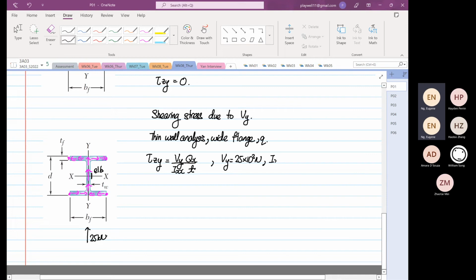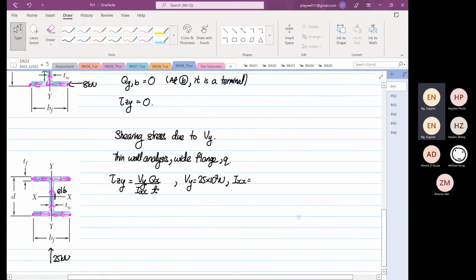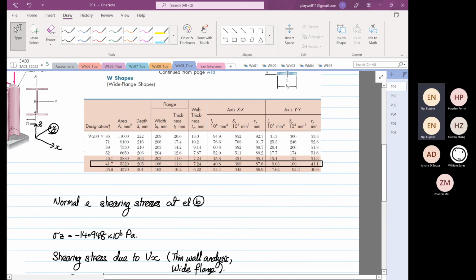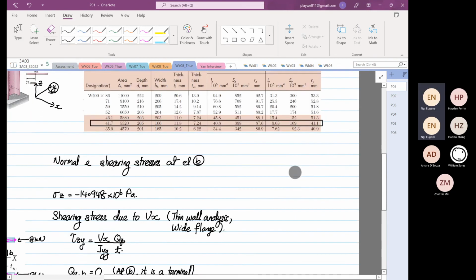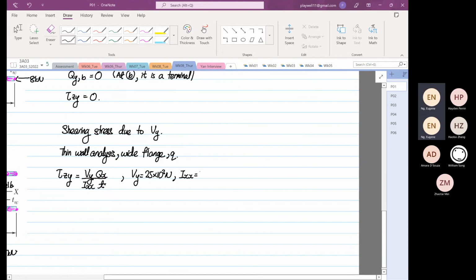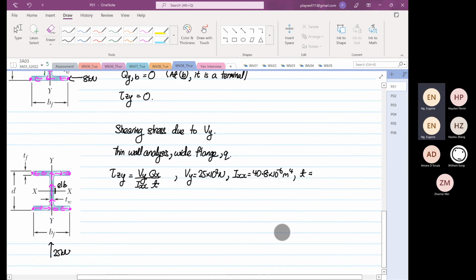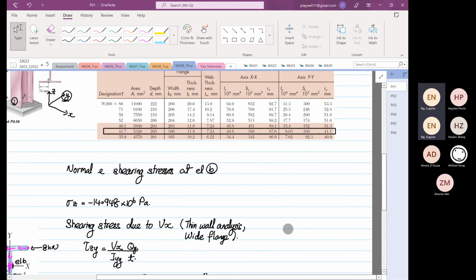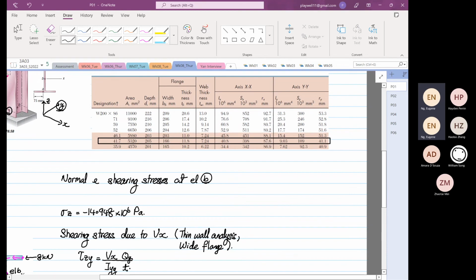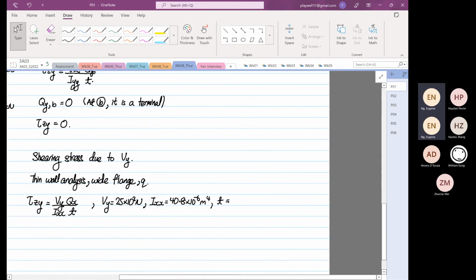We also know that our Ixx, so we look under the table, Ixx is 40.8 times 10 to the power minus 6 meter 4. And then our thickness over here is the thickness of the web, TW. So the thickness of the web is 7.24, as you can see down here, times 10 to the minus 3 meter.